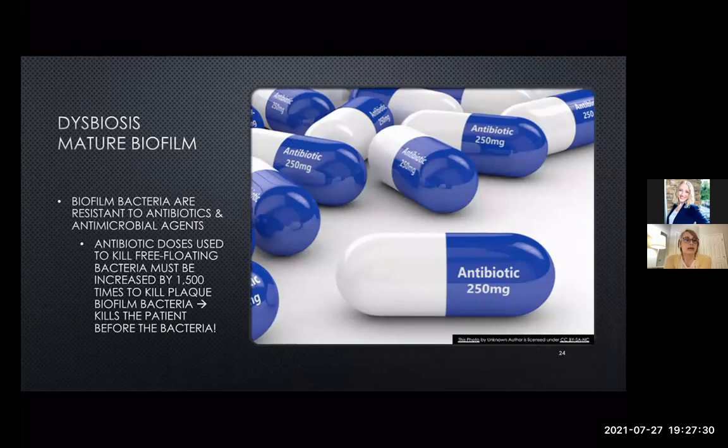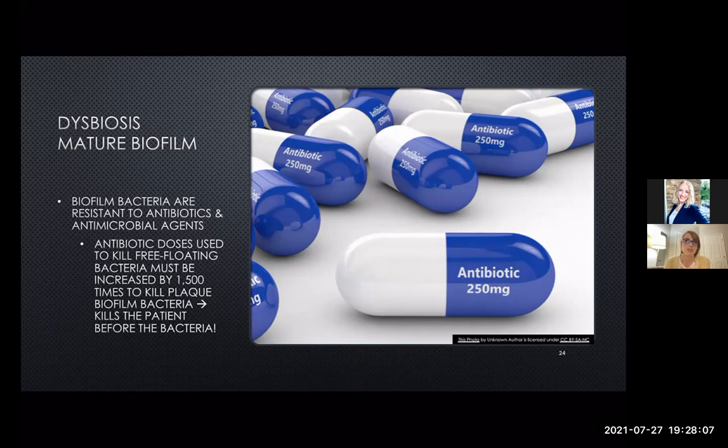So biofilm bacteria, they're resistant to antibiotics and antimicrobials. So antibiotics like amoxicillin, antimicrobials like Crest or Colgate mouth rinse. Now, this is a crazy fact. Antibiotic doses used to kill free-floating bacteria have to be increased by 1,500 times in order to kill plaque biofilm bacteria. So remember, we said those free-floating bacteria aren't that bad. We can kill those with an antibiotic, no problem.